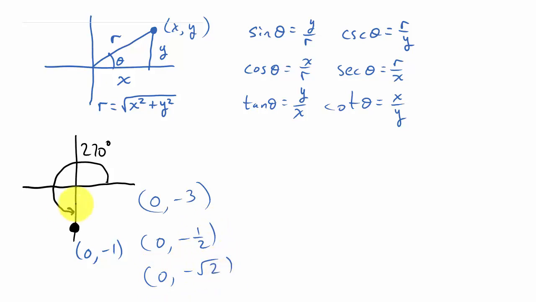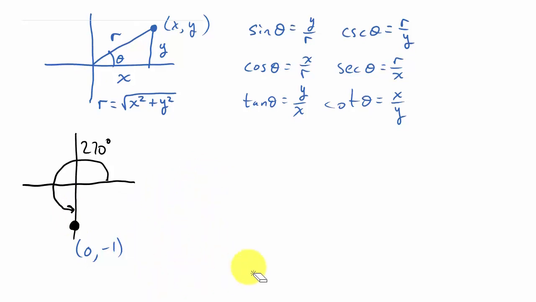As long as the point we choose is on the y-axis and it has to be below the x-axis, because that's where the terminal side is for 270 degrees. Keep in mind, the x value is always going to be 0. It's just a matter of how far down we want to come on the y-axis. I just picked -1 because it's the easiest thing to do.